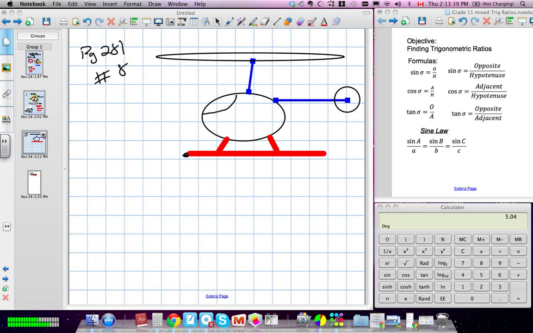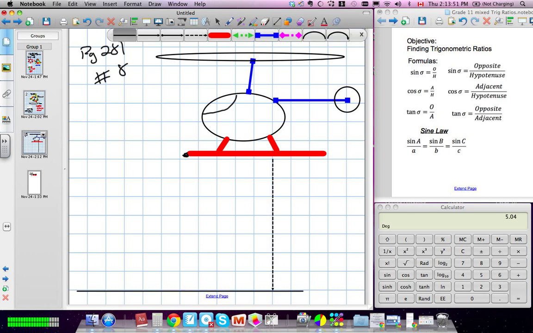Question 8. They have a picture of a helicopter that does not look nearly as good as mine. And it says that a searchlight is mounted on the front of the helicopter flying 125 meters above the ground. So we know this helicopter is 125 meters above the ground. So we have our ground, and we know this height is 125 meters.